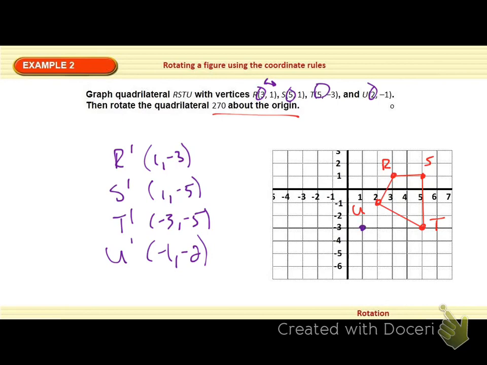So (1, -3) is R'. (1, -5) is S'. (-3, -5) is T'. And (-1, -2) is U'. And so we have rotated that kite to here, or what I think is a kite. Now I'm starting to question, right? But anyway, that's it. That's all we do to come up with our new figure.